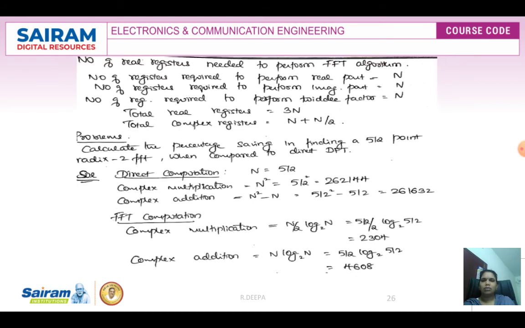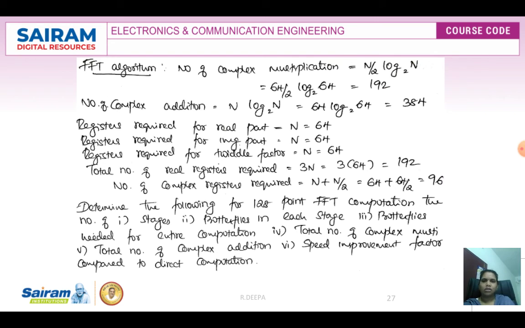So let us have one more problem. If it is asked to calculate the number of real registers, you can use the formula I told you: the N value, and for the imaginary part again it is N. Whatever N is given in the problem statement, you can just substitute directly. The total number of real registers, as I told, is 3 into N, and the complex registers required is N plus N by 2.